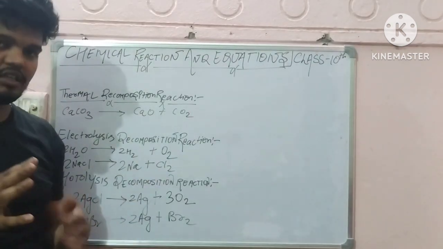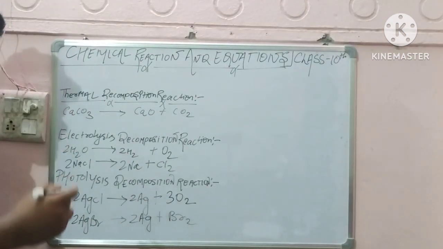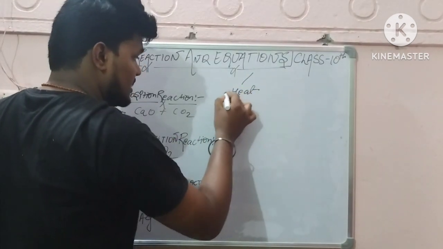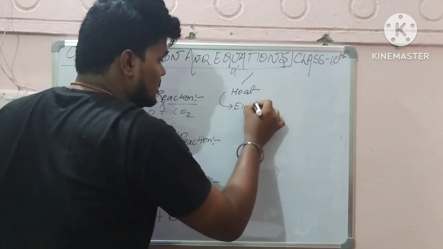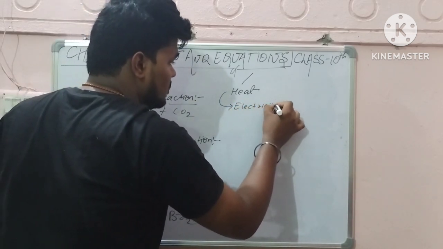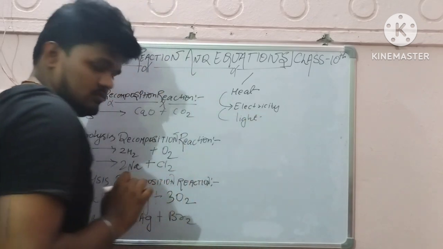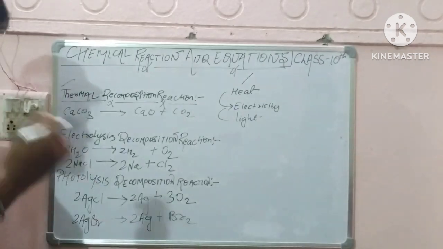Okay, students, coming back to the point. So we were studying decomposition reactions. I have told you that it is classified on three bases. First is heat, means it breaks down by heat. Third one is electricity, it breaks down on the basis of electricity. Then it is based on light. Okay, so the first one is on the basis of heat.